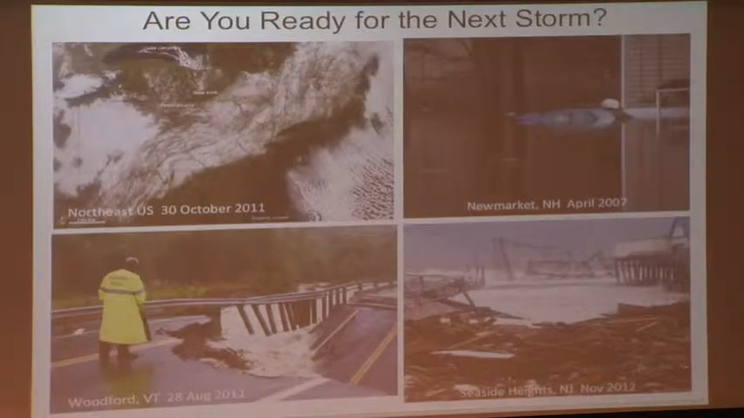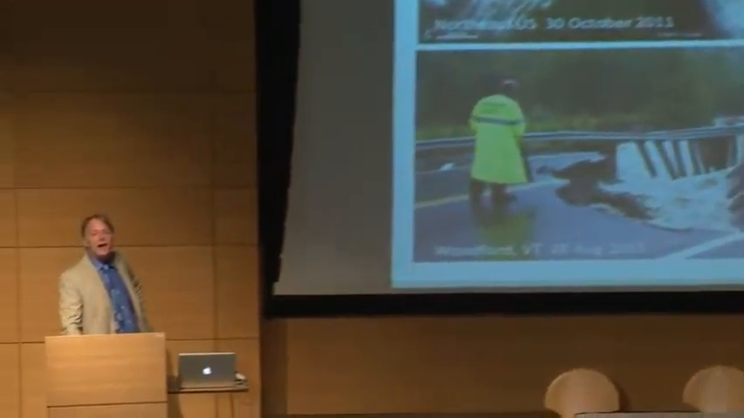So my question for you is, are you ready for the next storm? Because we have had a series of storms that have no precedence, really, in terms of our collective memory and the way that we design. This one is perhaps the most interesting, Snowtober. Back in October 2011, we had a foot of snow in New Hampshire anyway. On October 30th, when the oak leaves were still on the trees.